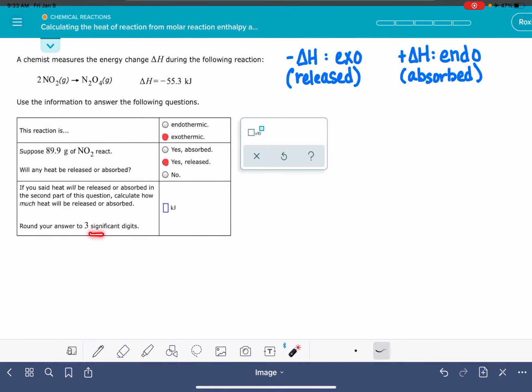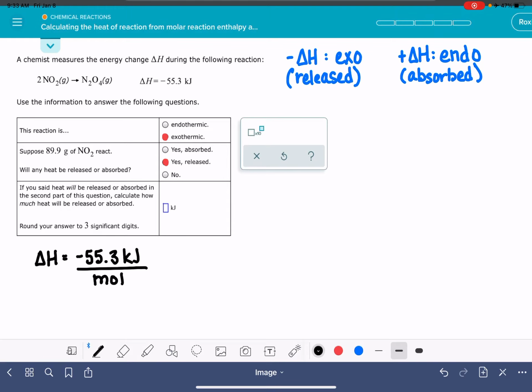The last question is asking us to calculate how much heat is going to be released or absorbed from the reaction of 89.9 grams of NO2. So to solve this part of the problem, we're going to be using delta H like a conversion factor between the energy, kilojoules, and the quantity, moles. Even though it's not specifically written with the kilojoule per mole unit, we can make the assumption that this delta H value is negative 55.3 kilojoules per mole.